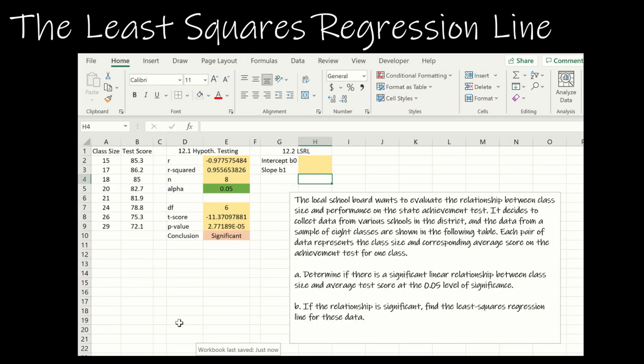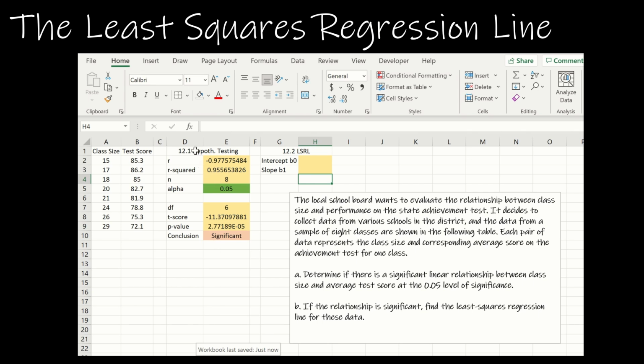So let's take a look at this question now. And again, this data should look familiar to us. We've already used it in section 12.1 when we were learning about R and R squared and how to determine if something is statistically significant. Now what we want to do is, if it's significant, go ahead and find the least squares regression line for the data. So there's a couple of things that we can do.